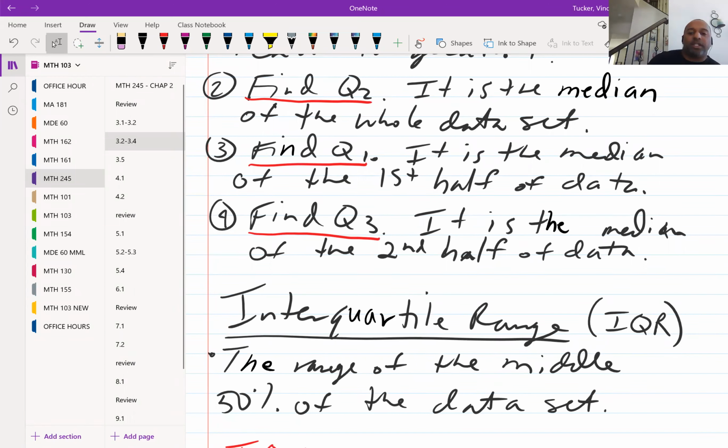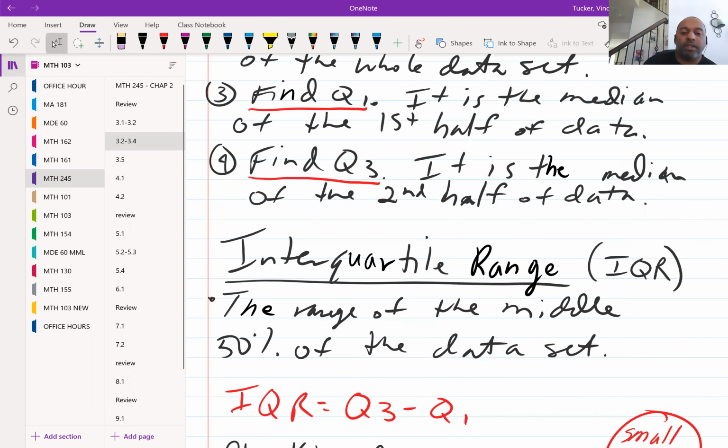All right, next thing is the interquartile range, IQR for short. It's the range of the middle 50% of the data. And we will calculate that with Q3 minus Q1.